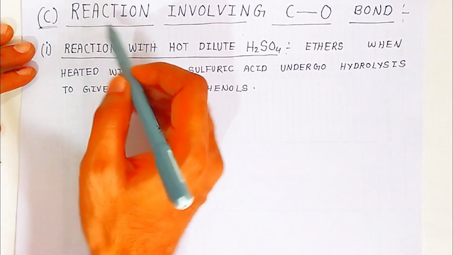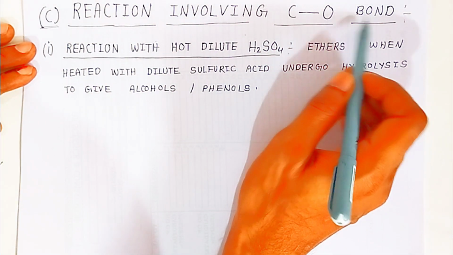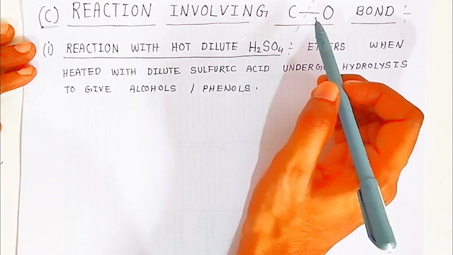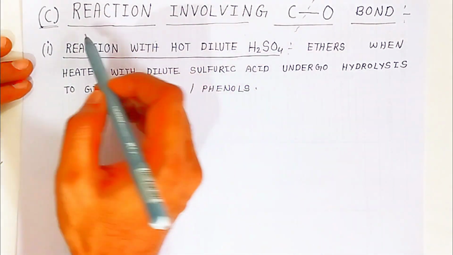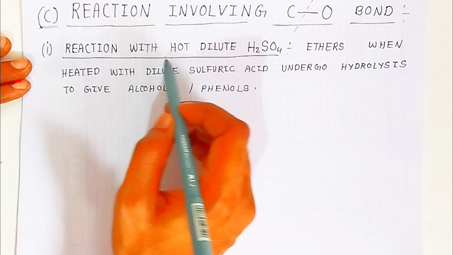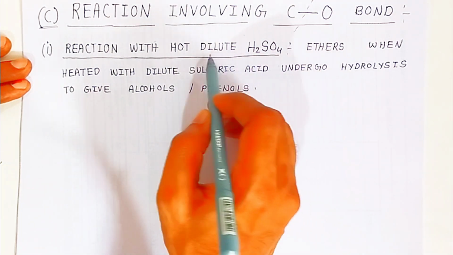Third type of reaction of ether is reaction involving carbon and oxygen bond, where the carbon and oxygen bond will break, students. That is what I am going to see here. Now, reaction involving carbon oxygen bond: the reaction with hot dilute sulfuric acid.